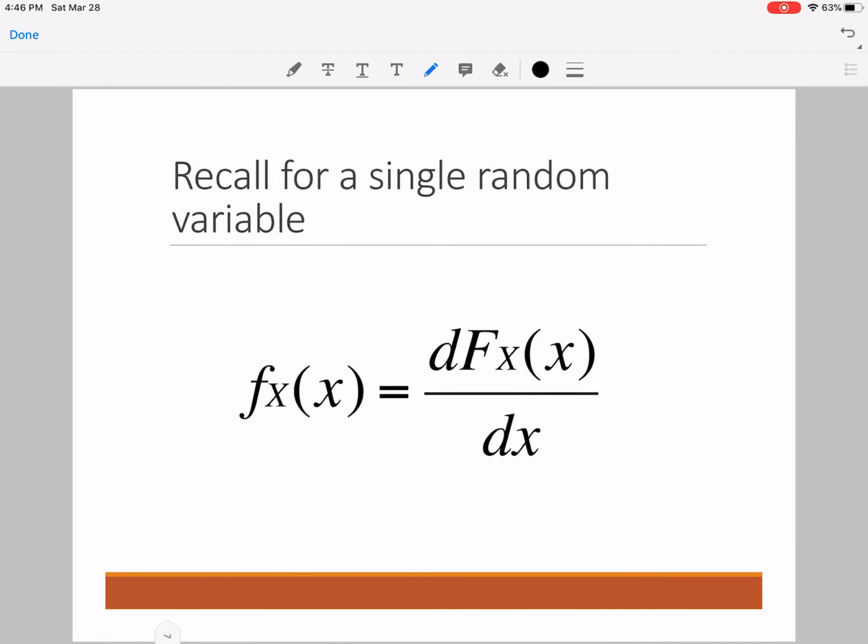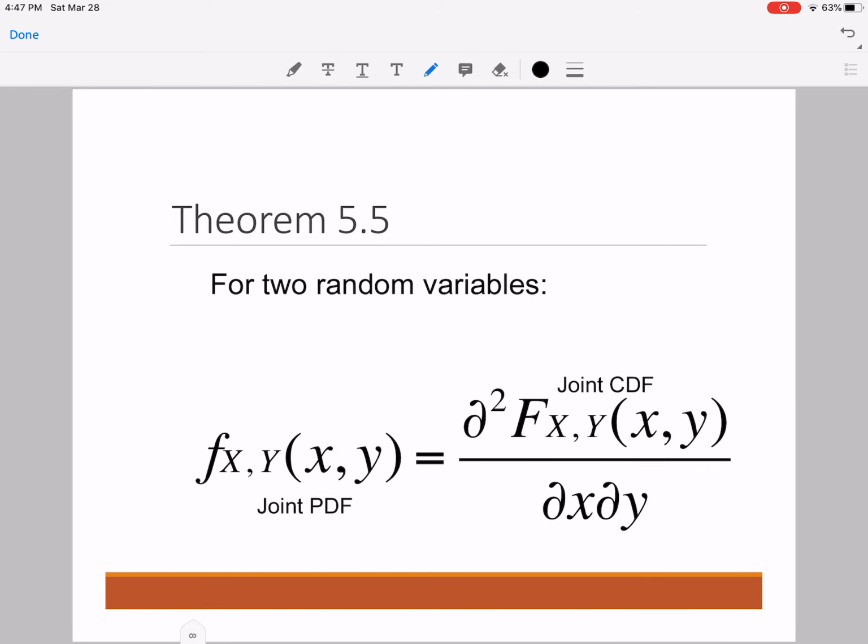Just like for your single random variable, the probability density function, small f of x, is obtained by differentiating the cumulative distribution function, capital F of x. This concept can be extended to two random variables, x and y, and you can obtain the joint PDF by partially differentiating the joint CDF with respect to x, then with respect to y. The order of differentiation again does not matter.